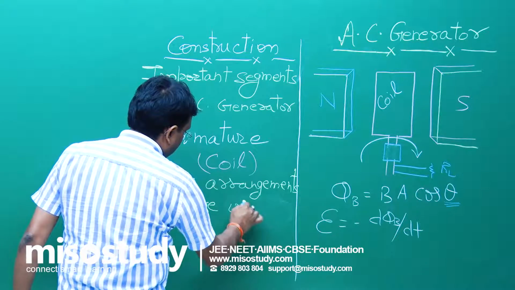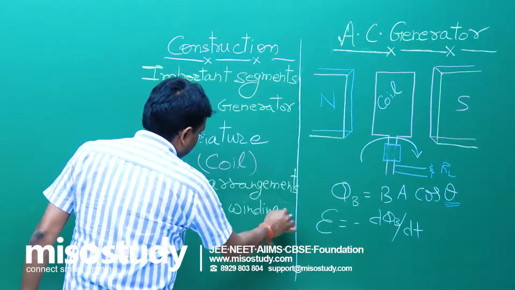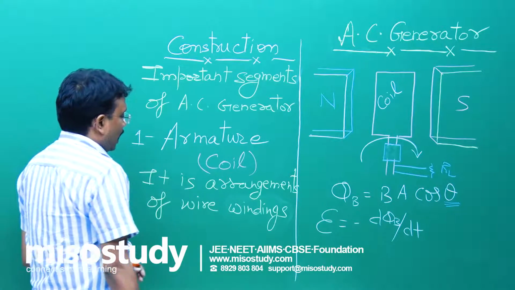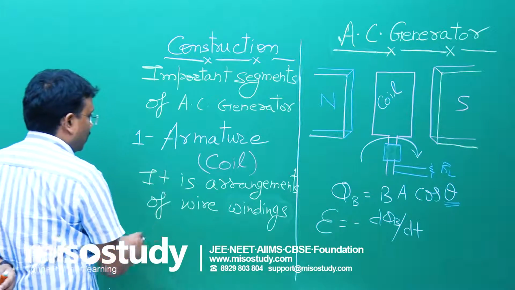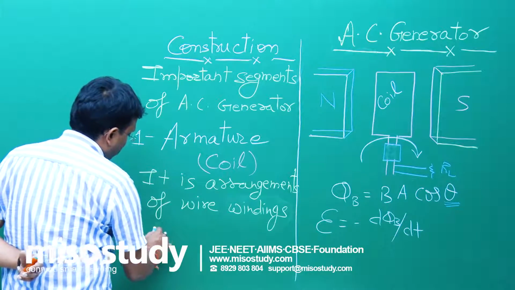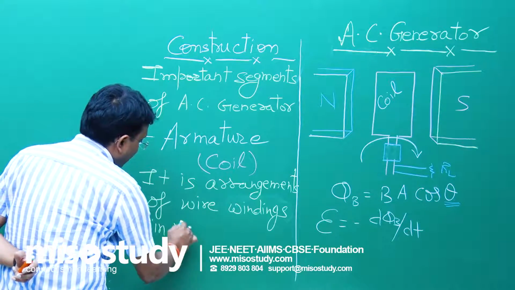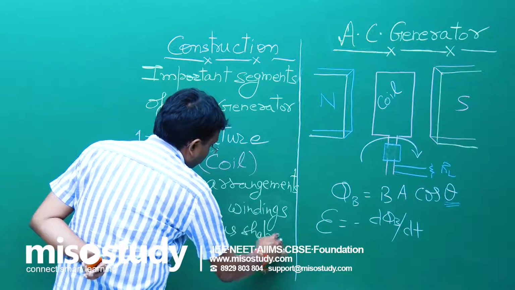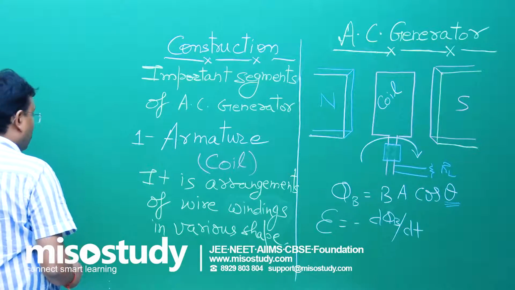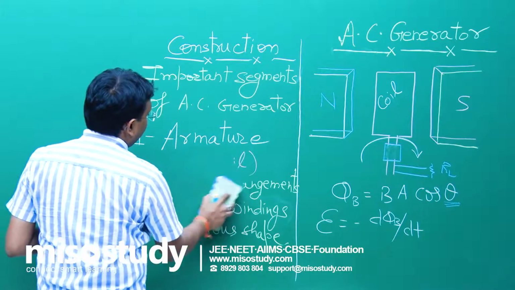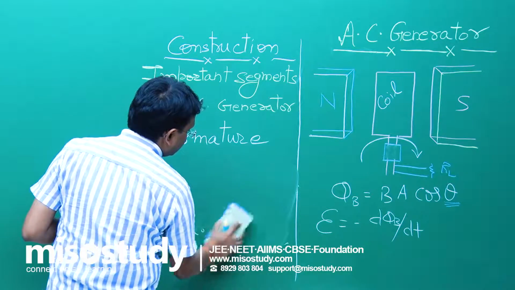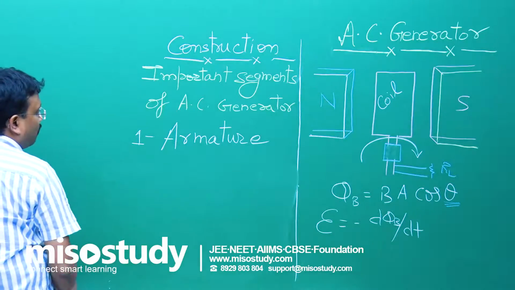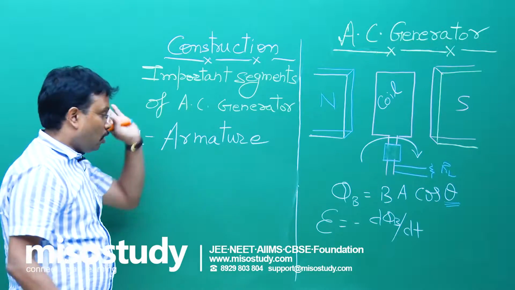Wire windings, fine, and it is arrangements of wire windings in various shapes. Okay. So, that is true about armature, and if you are unable to recall, you can simply mention coil. So, if the diagram is a big one, you can mention the name of armature in the diagram also.